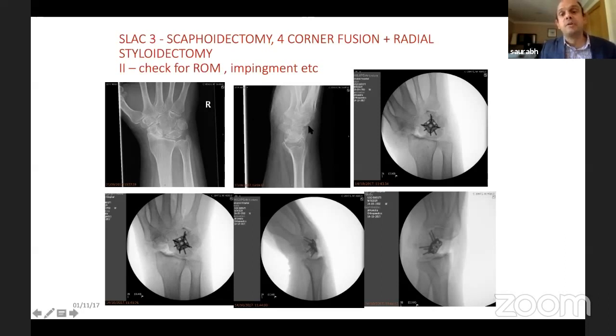Similar operation, scaphoidectomy, four corner fusion and radial styloidectomy. Now the reason I put this slide in lots of II images is, for example here, you can see clearly this carpus is impinging on the styloid. So this patient needs styloidectomy.